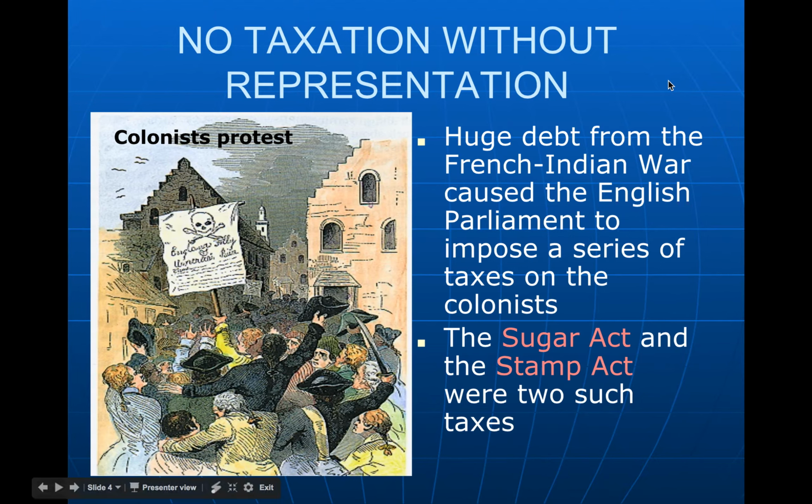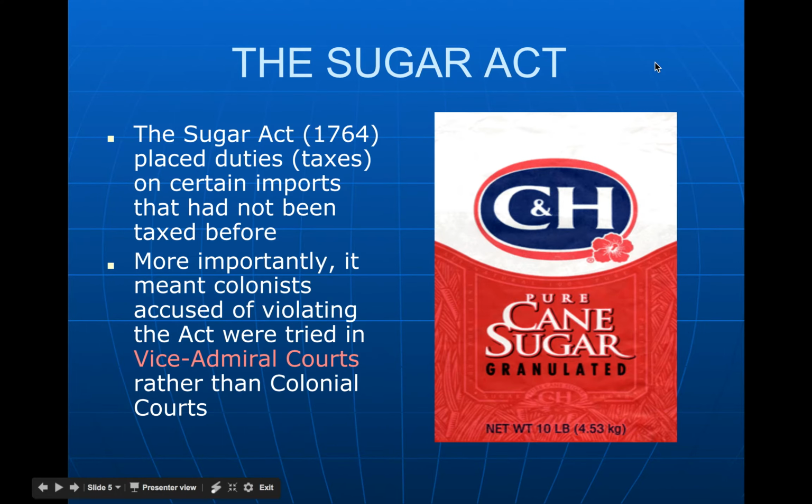Another issue or a cause were the taxes that the British government were imposing on the colonists. And the reason for these taxes was to make up for some of the war debt from the French and Indian War. And the first ones were the Sugar Act and the Stamp Act. And the colonists protested because they felt like they didn't have a voice in the government, that these taxes were being imposed on them, and that they had no representation or no say in the English government.